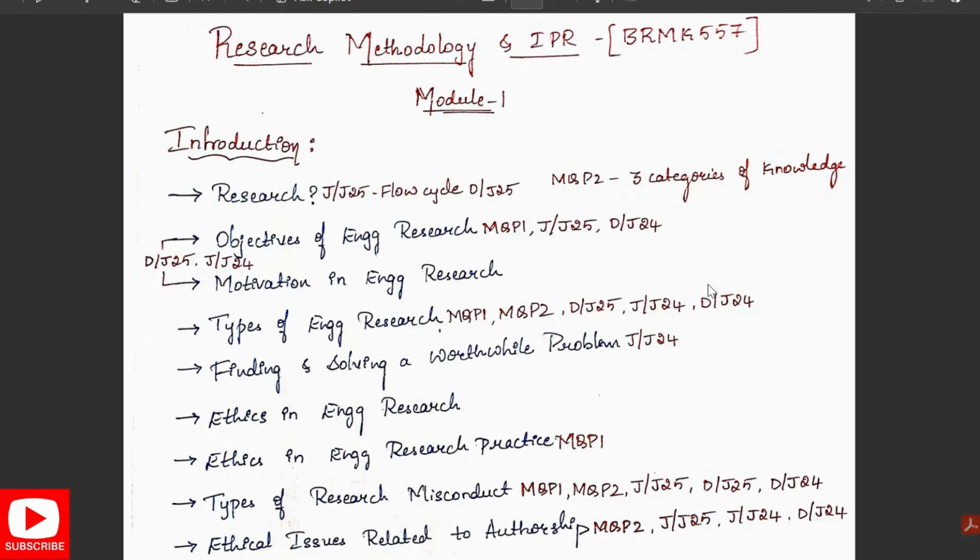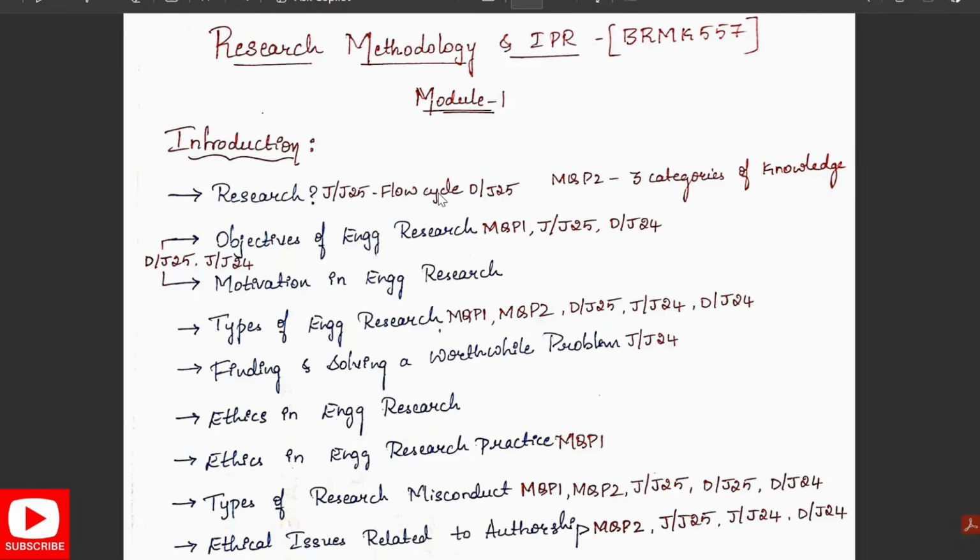Next, I'll show you the overview sheet that I have prepared, where I have listed all the syllabus topics, and along with that I have written which year each question has been repeated, either in the model question paper or in the previous year question papers.